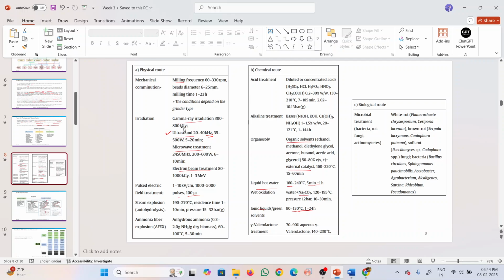So we are using different kinds of sources of irradiation. One we can use gamma ray, another we can use ultrasound, or microwave irradiation. If you want to read about details of these processes, I can also give you the reference journal that you may refer to for detailed clarification of this process.